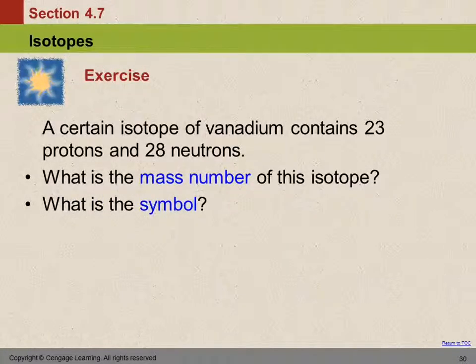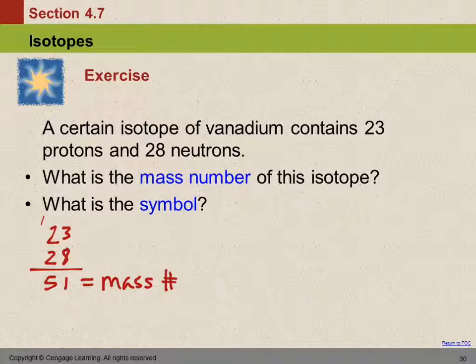So a certain isotope of vanadium has 23 protons, 28 neutrons. What's the mass number of this isotope? Well, the mass number is what? The number of protons and neutrons. So we need to take 23 and 28 and add them together. We have 51, right? So that's the mass number.